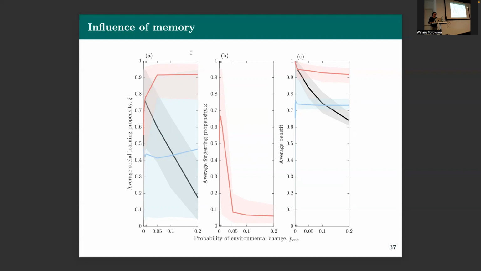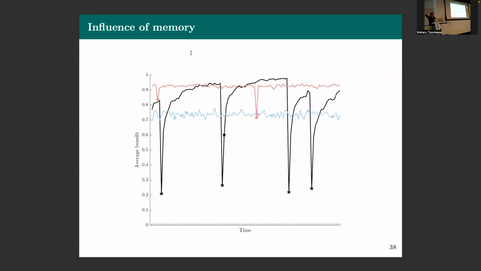Let's see a little bit what's happening. This is just a trajectory from a single simulation. Look again at the black line. The stars mark environmental changes, and you see whenever an environmental change happens, our adaptation level just drops almost down to the bottom.